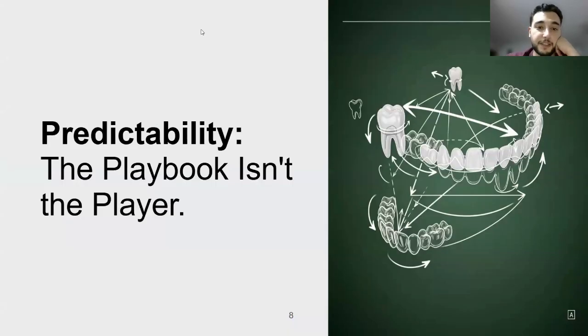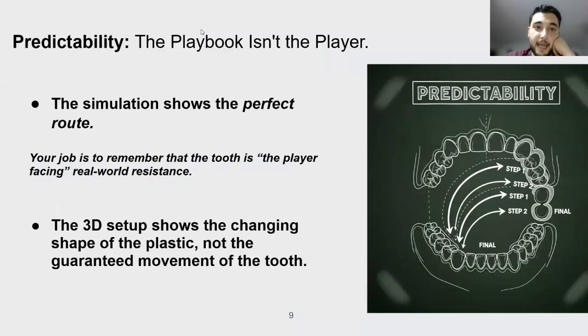So starting with the predictability, we can again cover that the simulation shows the perfect route of teeth. So the simulation is going to show how the teeth are going to move from initial position to final. Your job is to remember that the tooth is facing real world resistance. It's not always as perfect as the plan. So whenever you see a tooth movement that's going smoothly on the viewer, it does not necessarily mean it's going to translate clinically. So the 3D setup shows the changing shape of the aligner plastic, not the guaranteed tooth movement.